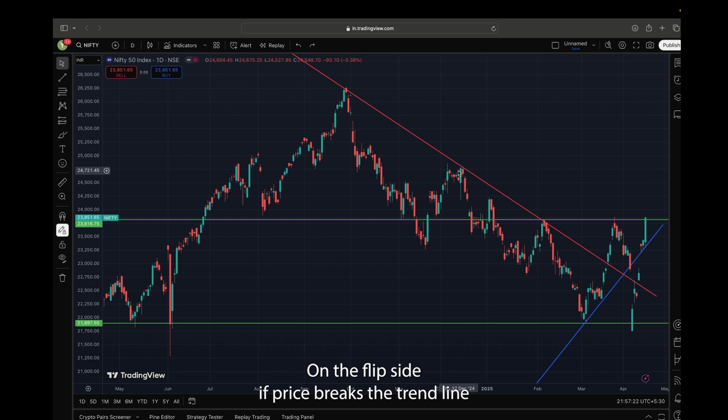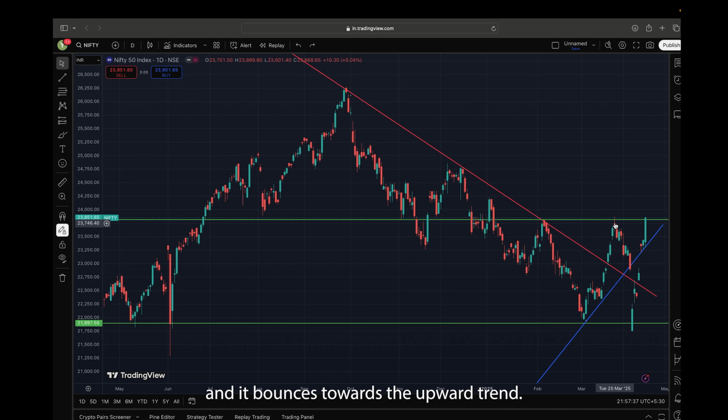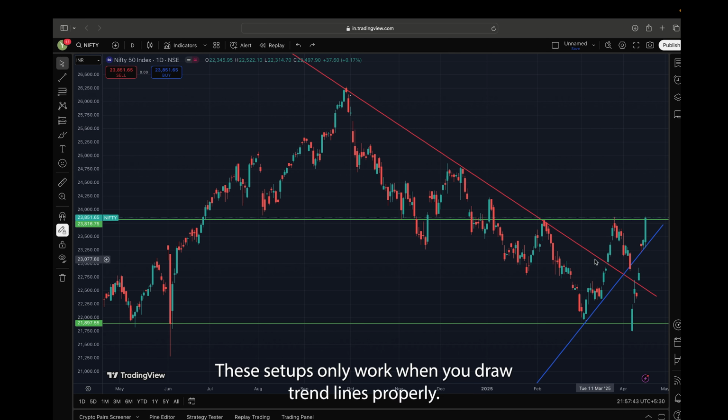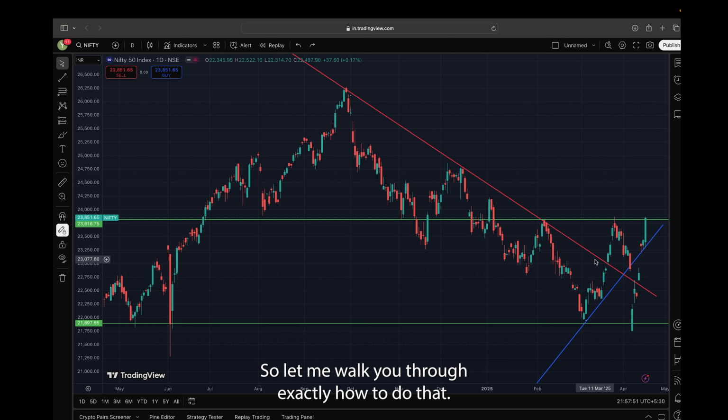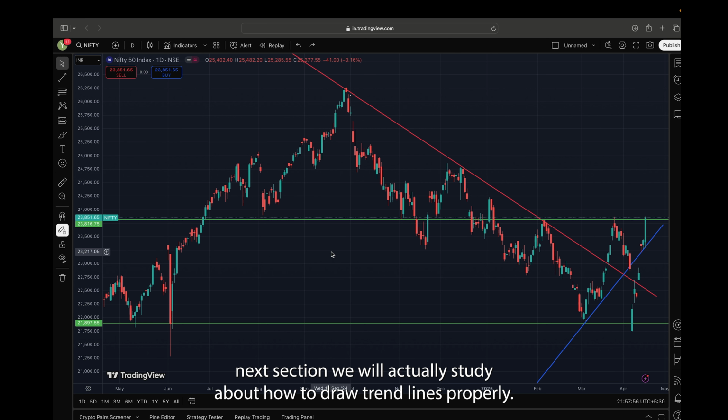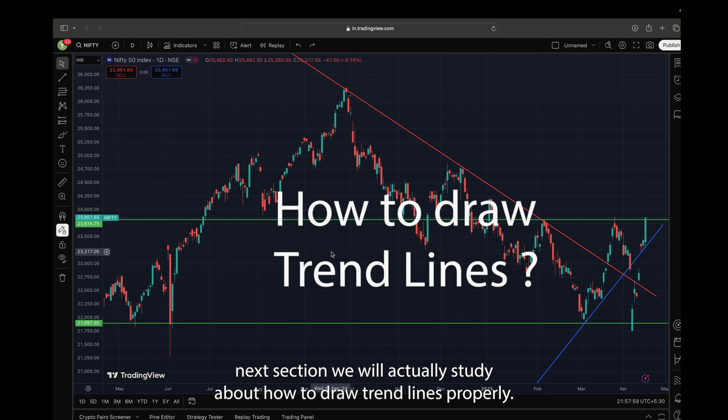On the flip side, if price breaks a trend line, it could mean the trend is reversing, and that gives you a different kind of opportunity. Like over here, Nifty broke the downward trend line and it bounces towards the upward trend. But here is a catch. These setups only work when you draw trend lines properly. So let me walk you through exactly how to do that. In the next section, we will actually study how to draw trend lines properly.